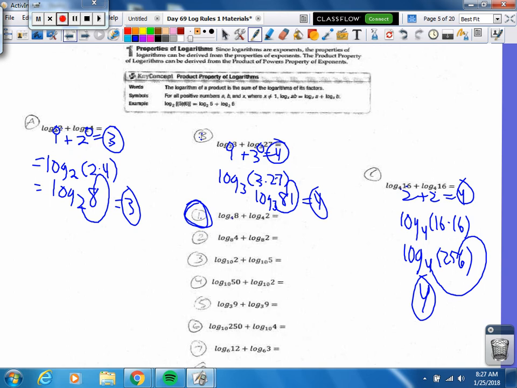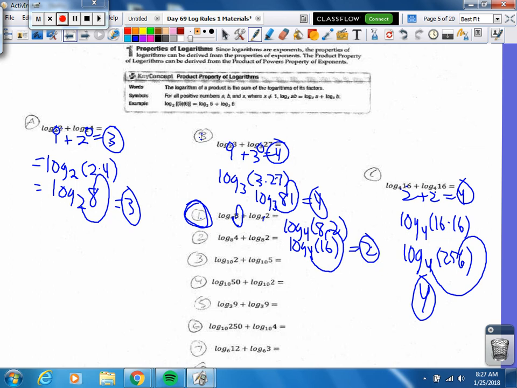So log base 4, so 4 to what power is 8? I don't know. But I can do this. Check this out. 4 and 4 have the same base, so I can do log base 4 of 8 times 2, which is log base 4 of 16. Wow, I know that. 4 to what power is 16? Yeah, 2. So number 1, the answer is 2.